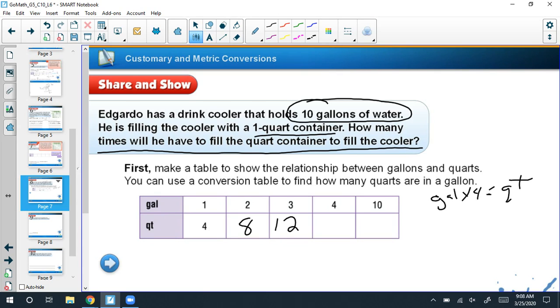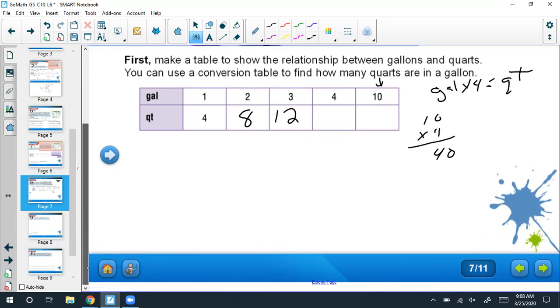to equal the number of quarts. So if we have 10 gallons that we need to fill up, we have a 1 quart container. 10 times 4 gives us our answer, which is 40. So he will need to fill this container 40 times.